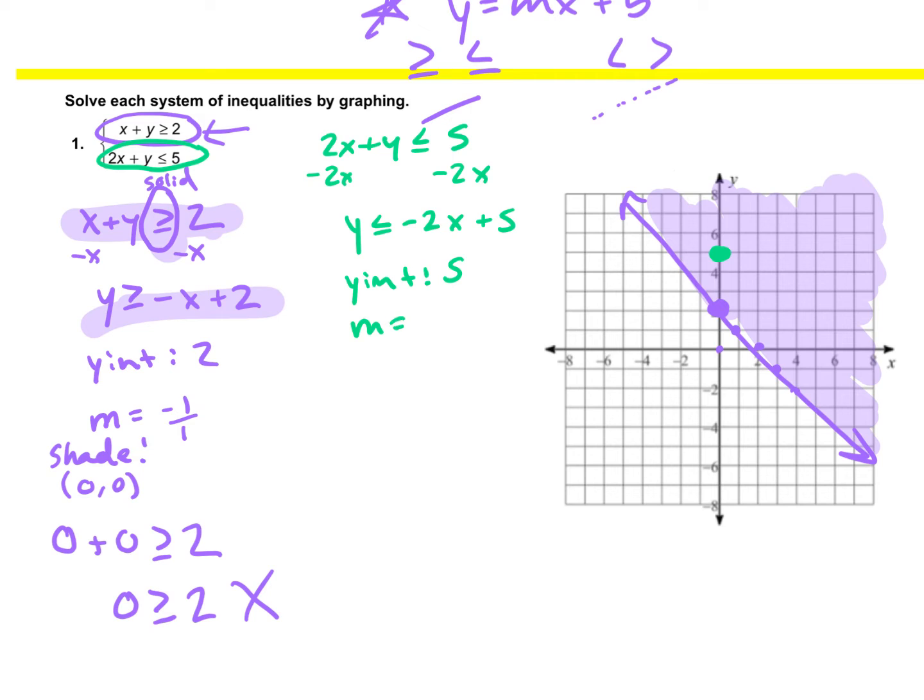What's my slope? Negative 2 over 1. So if it's negative, which way am I going to go? Down and to the right. You could go up and to the left, so just the opposite of both. But if it's negative, go down, and you always go to the right. So we're going to go down 2 to the right 1, down 2 to the right 1, down 2 to the right 1. So my line goes here. Is it a solid line or dotted line? Solid. This has the less than or equal to, so it is solid.